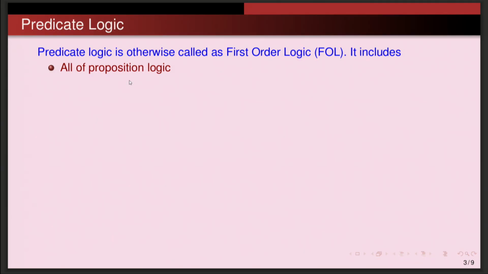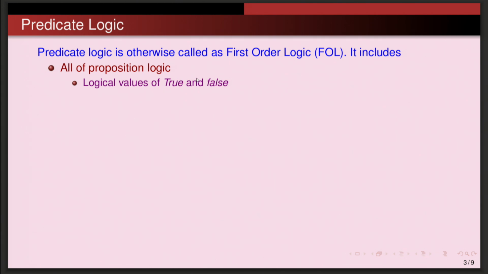Okay. Just an introduction to predicate logic. It is otherwise called first order logic. It actually includes all of the proposition logic, which you would remember as and, or, not, which are the operators, as well as the implication. You would also remember that the logical values of the proposition, which is otherwise a fact, are evaluated to either true or false.